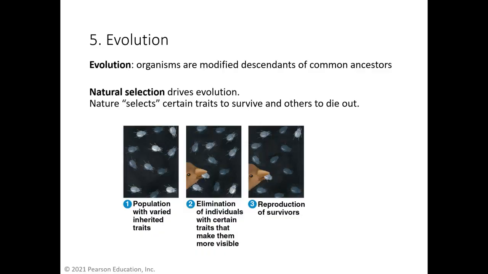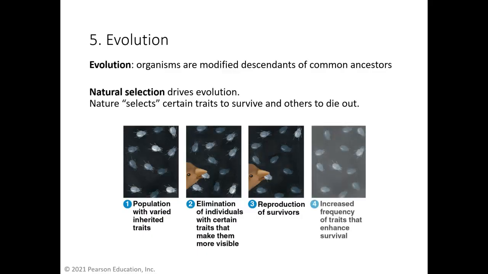The light-colored beetle is dead, so it can't pass on its genes, but the surviving beetles can pass on their genes. Over time, the lighter beetles are picked off, and this is natural selection. Dark beetles are more suited for survival in this dark environment. Because of evolution, organisms are modified descendants of common ancestors. These beetles have been modified to be darker, on average, than their ancestors.